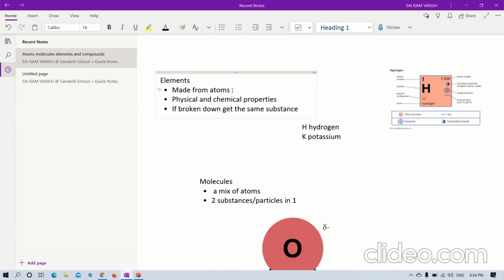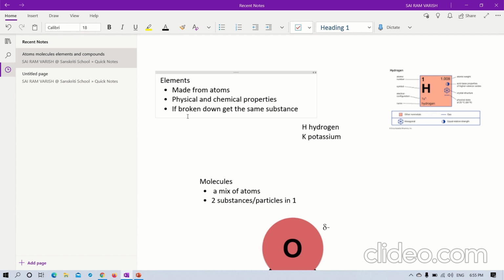And the chemical properties are the properties, and they basically deal with the reactions with other substances and etc. So they have certain physical and chemical properties that vary from each other, and they're made up of atoms. And if you break an element down, you would get particles of that element, but you won't get particles of any other substance. So these three conditions tell us that it is an element. So elements are made from atoms. They have certain physical and chemical properties, and if an element is broken, you get the same particles of that element, but you won't get particles of some other element.